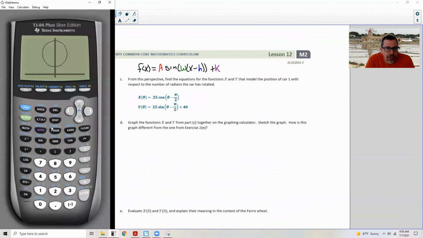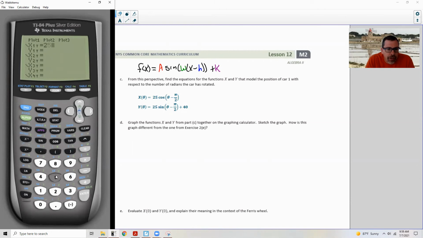So now it says to graph the functions x and y from part C together on the graphing calculator. So I go into my graphing calculator and I'm going to go to y equals, and now I'm going to change this. So x is going to be 25 cosine theta, or t in this case, minus pi divided by 2. Okay, so we're going to put that in our calculator. Let me put parentheses around that. Okay, and sine is going to be, oh, hang on, let me just clear this and start it over.